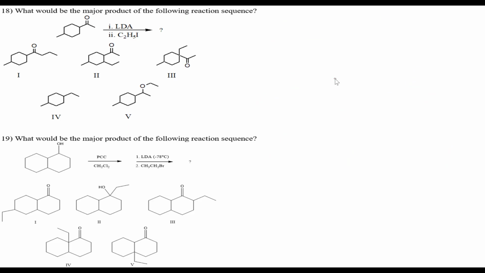18. What would be the major product of the following reaction sequence? So first, we're treating this compound with LDA, which is lithium diisopropyl amide. Okay, so what does that do? Basically, it just makes an alkene. Okay, so you know me, I really like to condense information. I'm not showing you that reaction. I think it's pointless. I just want to show you what it does, okay? Basically, this is the new kid on the block. This is the new kid.